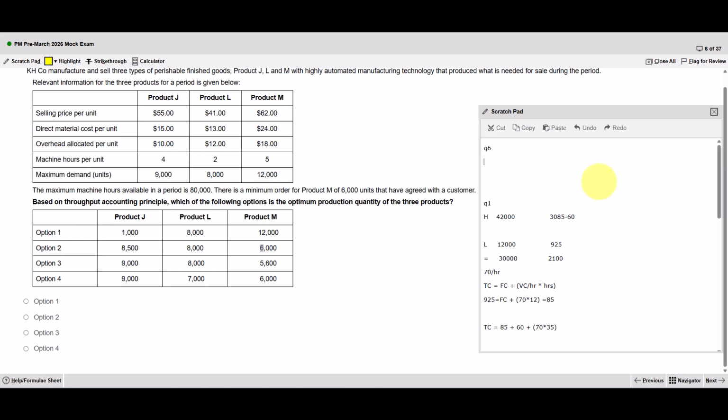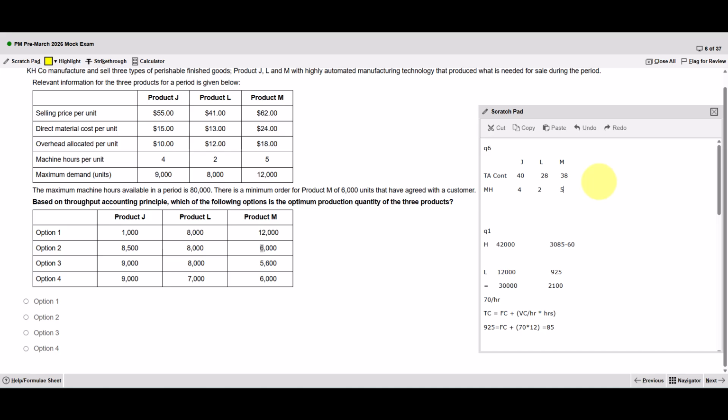The way I would work is I would make myself a little table in the scratch pad here. The scratch pad is a bit clunky, and that's why it's worth practicing using it. You see, I've tried to line my columns up here. And the first step I need to calculate is the contribution, the throughput accounting contribution. With throughput accounting, we only take materials into account. So it's 55 minus 15, 41 minus 13, and 62 minus 24.